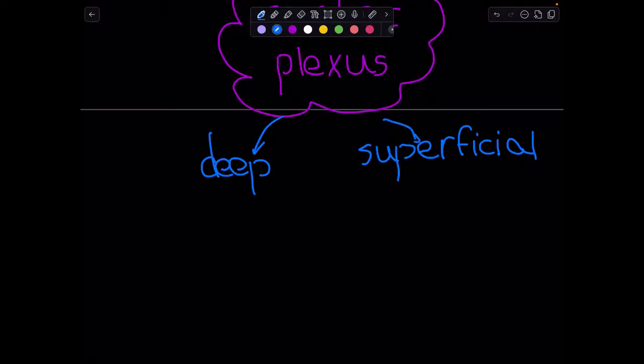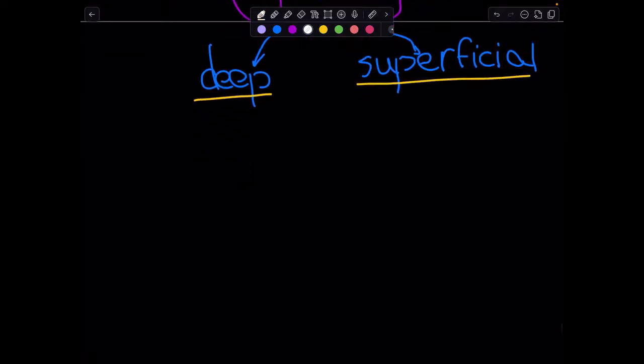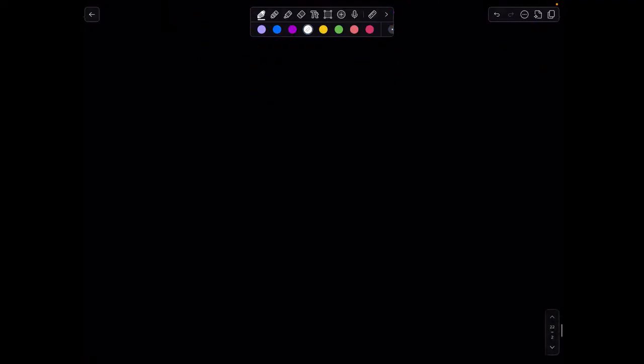And what are their differences? The superficial plexus mainly influences the heart's surface and upper chambers, while the deep plexus has a broader reach, affecting the ventricles and conduction system. Both are essential for balance. Interesting. And yeah, that's about it.